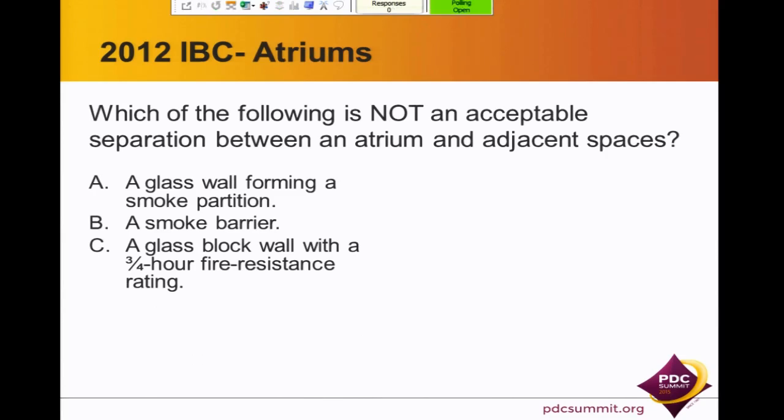All right, and atriums. Which of the following is not an acceptable separation between an atrium and adjacent spaces?